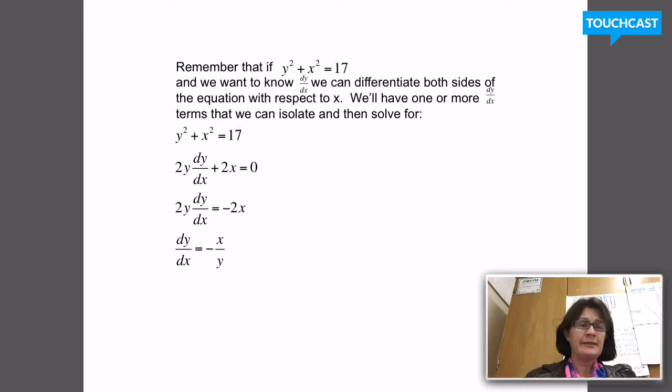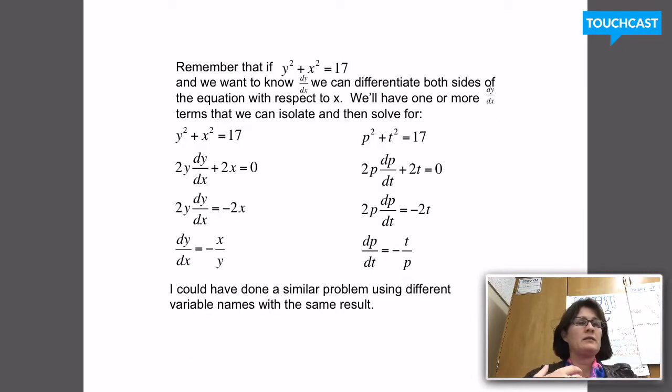I could just as easily have used different variables. There's nothing special about x and y necessarily. So you can see I've done the same problem here. If I wanted to find dp/dt, I would just differentiate both sides of this equation with respect to t, and I can isolate the dp/dt expression.